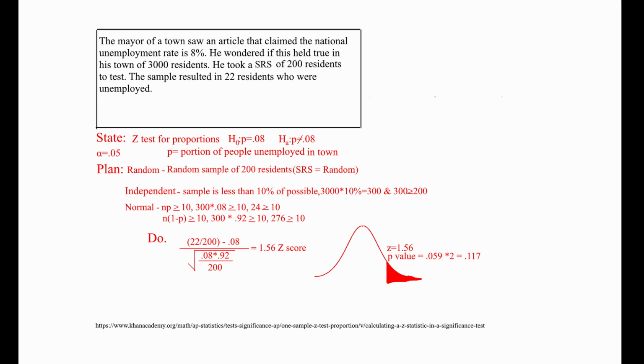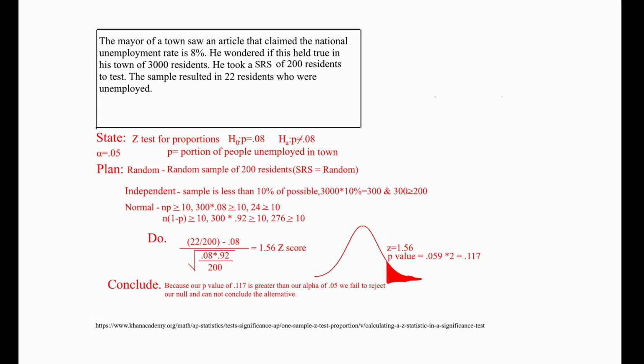We also need to multiply our p-value of 0.059 by 2 to get the true p-value, because this is a two-sided test and we are testing to see if it's on either side. Because our p-value is 0.117, our p-value is greater than our alpha of 0.05, so we fail to reject our null.